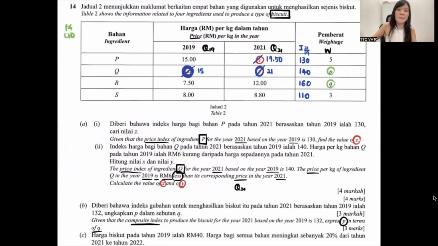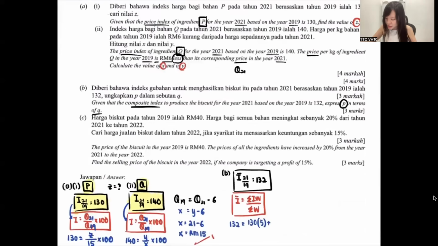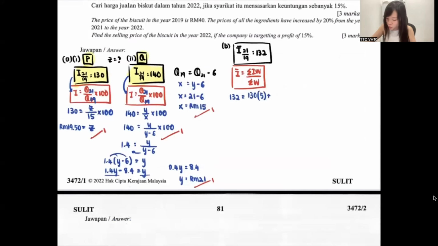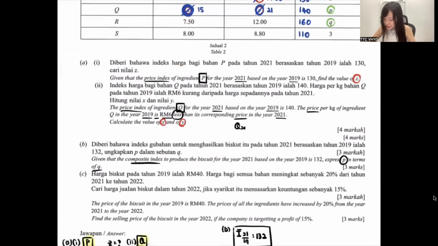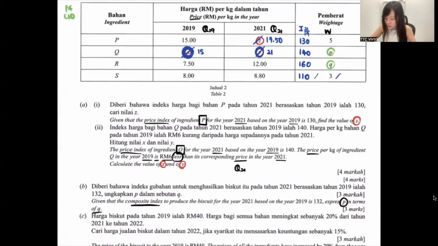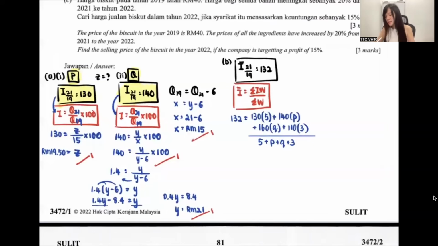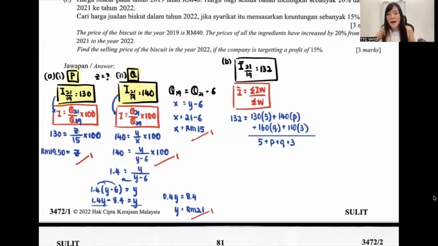Now all you need to do is sub inside, okay? So I times W, 130 times 5, plus I times W, 140 times P, plus I times W, 160 times Q, plus I times W, 110 times 3. Then divide by total weightage. Hey guys, the total weightage must write out one by one. My students got their marks deducted because they don't write out one by one. So it's very necessary to write out one by one.